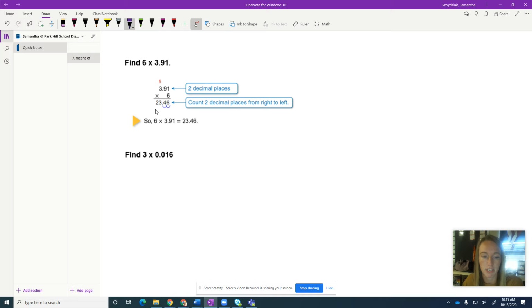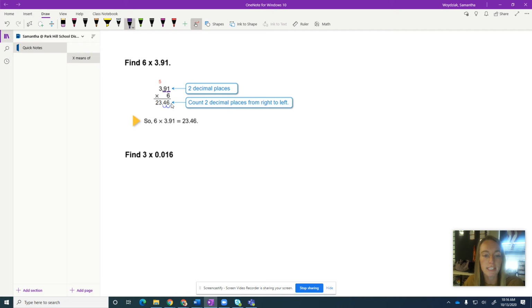Plus 5 is 23. Now we have to figure out where to put the decimal point because it's not always going to line up. It might be in a different place than what you're seeing right here. So what you do is you look at the number that has the decimal point. In this equation, there's only one number with decimal points. On the next problem, you'll learn what to do when there are multiple numbers with decimal points. But for this one, we just look at the one with decimal points, which is 3 and 91/100ths. And we notice that there are two numbers to the right of the decimal point.